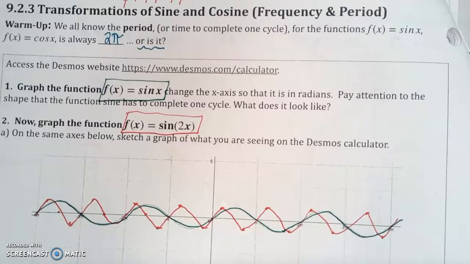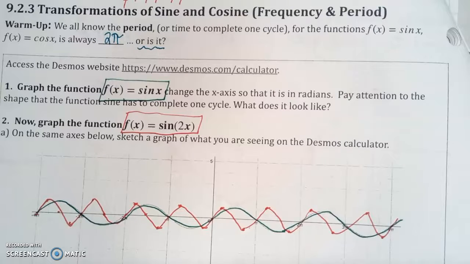is titled Transformations of Sine and Cosine. We are going to be switching up the period on this one. So we all know that the period, or time to complete one cycle, for the function sine of x and cosine of x is always 2 pi.